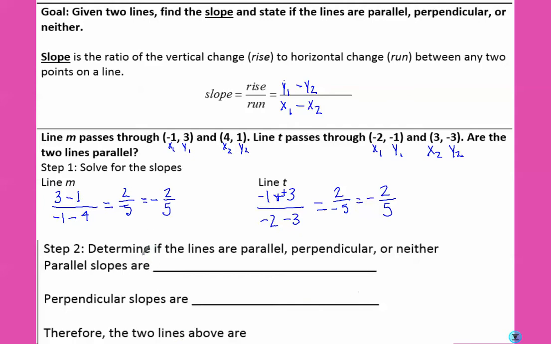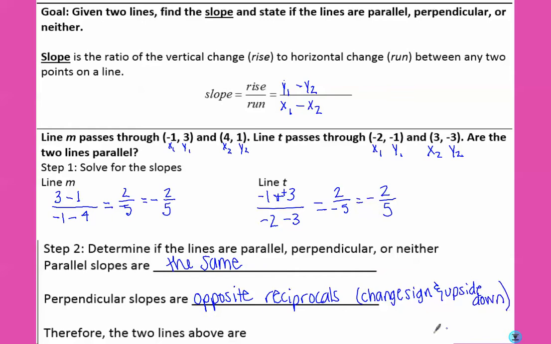Then we need to determine if the lines are parallel, perpendicular, or neither. Parallel slopes are the same. Perpendicular slopes are opposite reciprocals, which means they change sign and are upside down from each other. So the two lines above, -2/5, -2/5, the slopes are the same, so the lines are parallel.